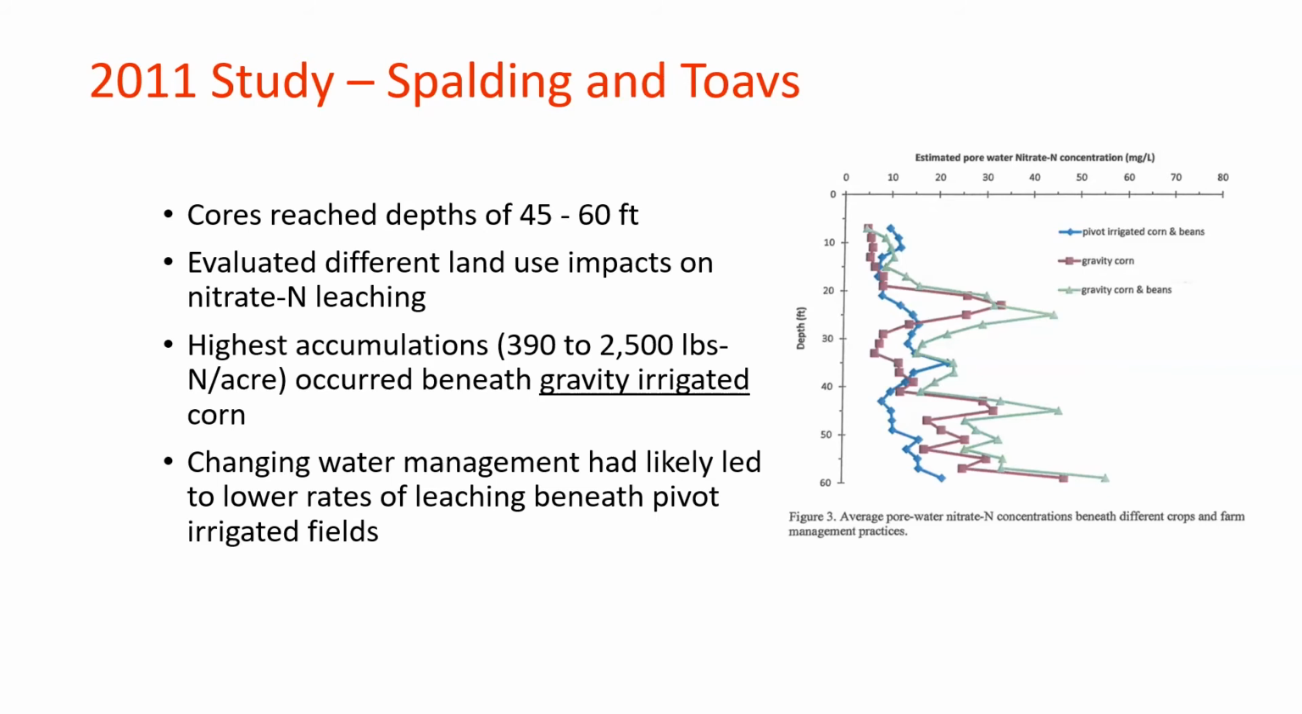Nitrate-nitrogen storage. They concluded that conversion to pivot irrigation was leading to lower nitrate-nitrogen leaching rates. As shown in this graph, we do see an overall trend of lower nitrate-nitrogen in the pore water beneath the pivot irrigated corn and beans.